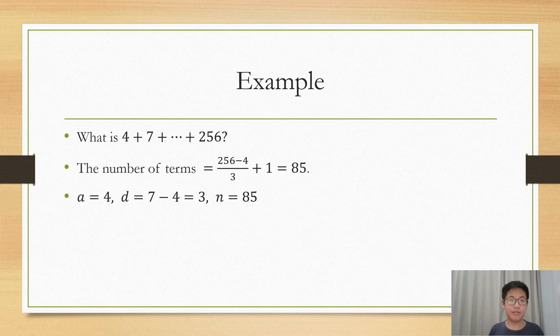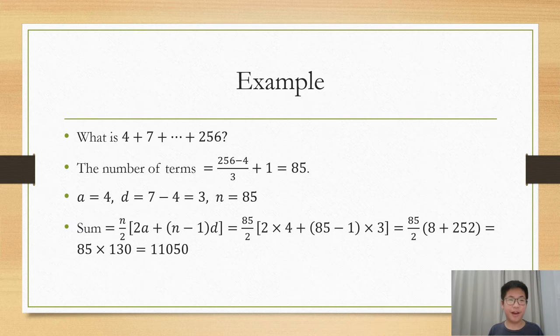A equals 4, D equals 7 minus 4 equals 3, N equals 85. So the sum, using a bit of algebraic twiddling, you get 11,050. This result, I had to check it 3 times to get it right, because if not, then people would probably laugh at me for getting the answer wrong.